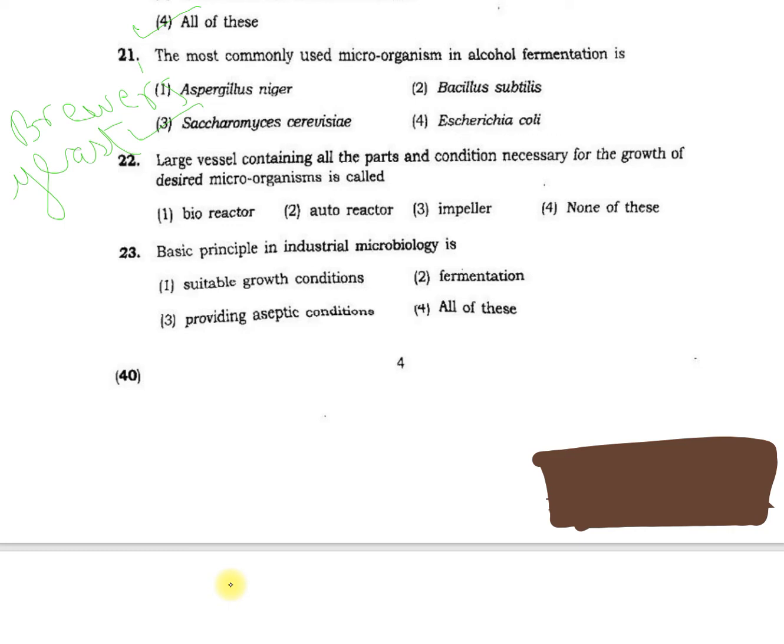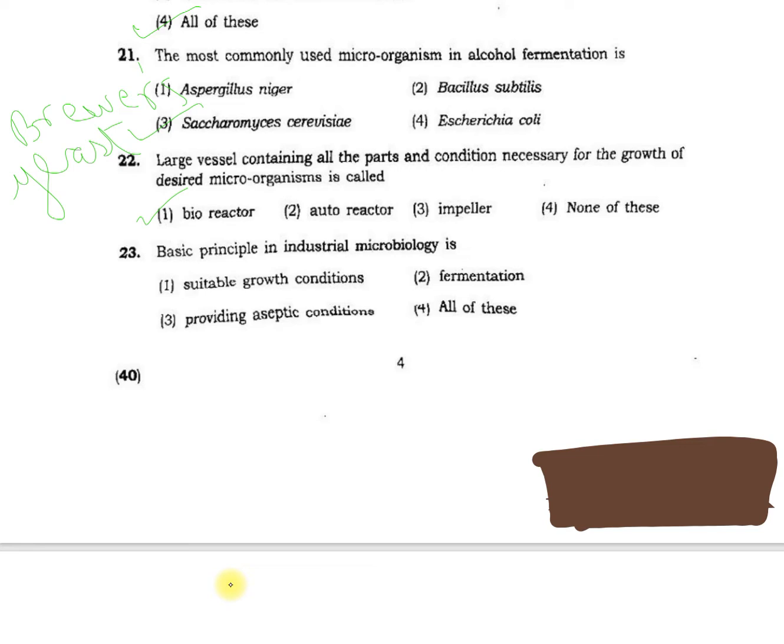Question number 22. Large vessel containing all the parts and condition necessary for the growth of desired microorganism is called 1. Bioreactor, 2. Autoreactor, 3. Impeller, 4. None of these. The option 1, bioreactor, is the correct one.